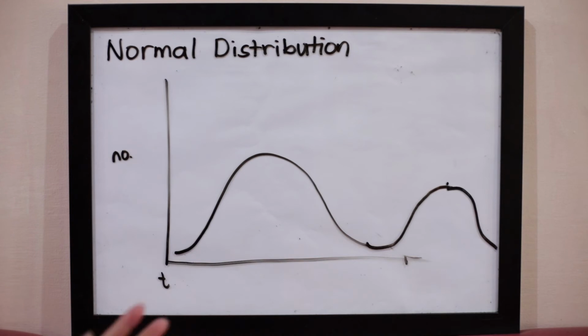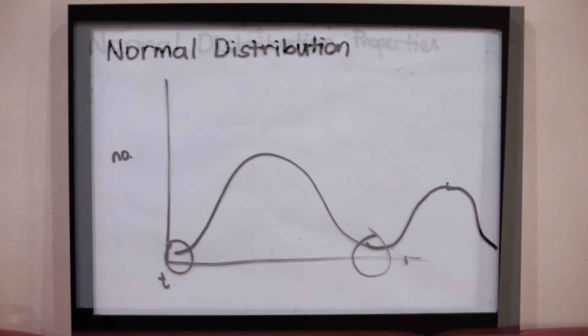So, hindi siya matatawag na normal distribution hanggat hindi nagkakaroon ng extremities dun sa magkabilang side. So, yan po yung normal distribution.